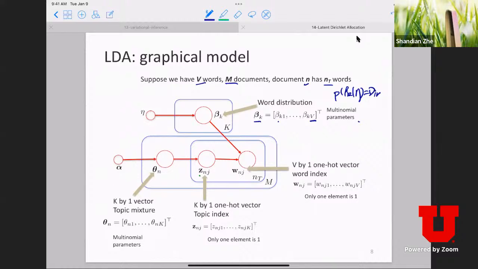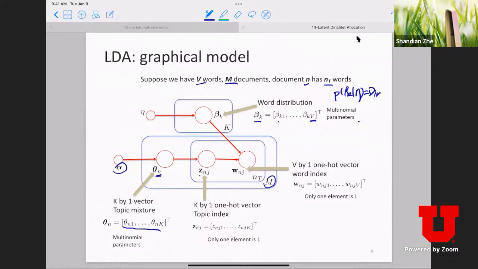And then to generate the whole collection of M documents, for each document n we first sample a topic mixture, namely, what's the proportion of each topic that appears in this document. So this theta_n essentially is the topic mixture vector, which is a probability vector. Because we have K topics in total, theta_n contains K elements. Each element is a probability, and their summation is 1. Again, it is a probability vector, and we sample it from another Dirichlet distribution parameterized by alpha.